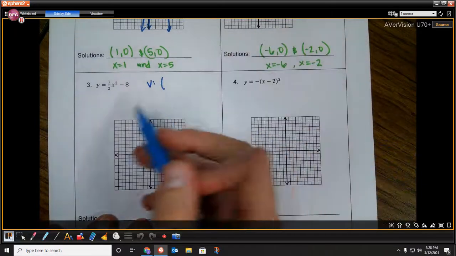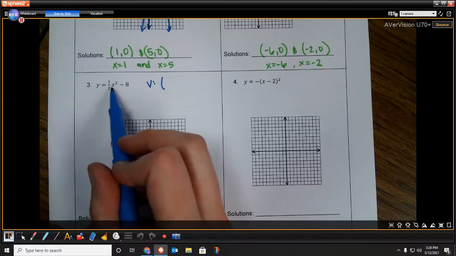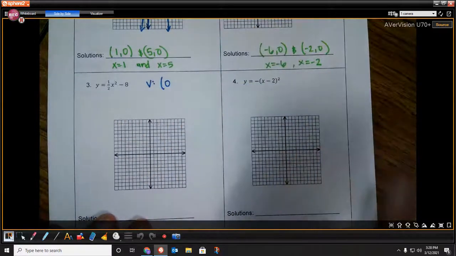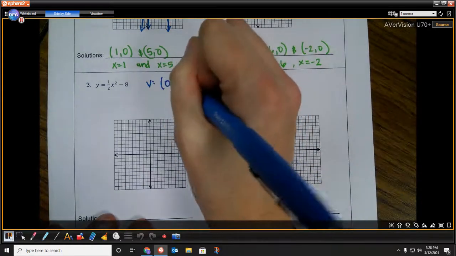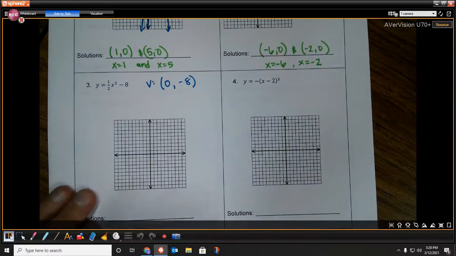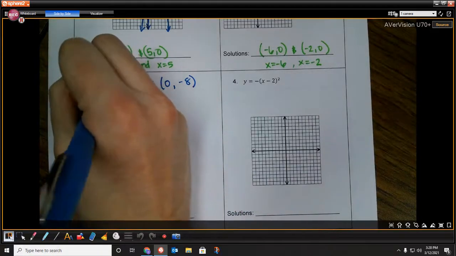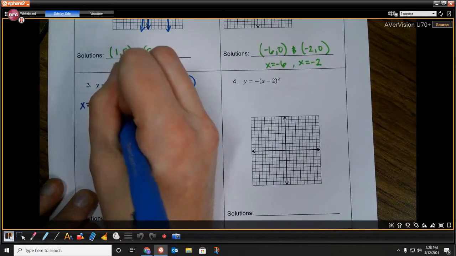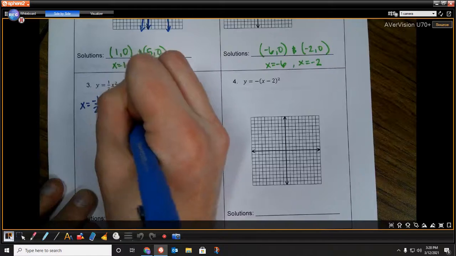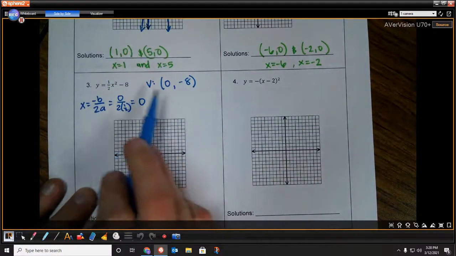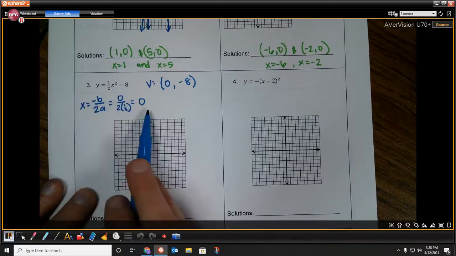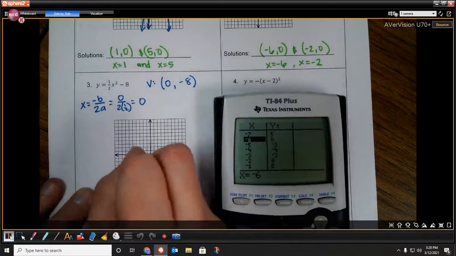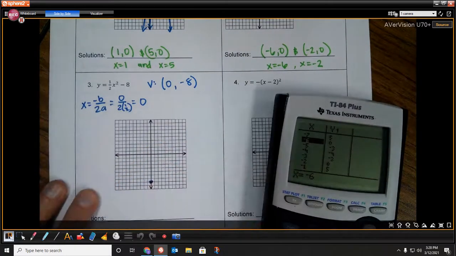And so, guys, our vertex in this case, if we were looking at it in vertex form, there's nothing in the parentheses, and there's also no x. So that means our x value is 0, and our y value is -8. If we didn't remember that, we could also say, remember, x is equal to -b over 2a, and b is the coefficient of x, which is 0, over 2 times 1/2, which is still just equal to 0. So if we didn't recognize this as vertex form, we could still plug it into our equation and see it that way. So I'm going to go ahead and plot 0, -8 down here.